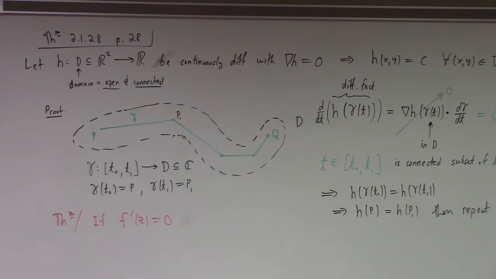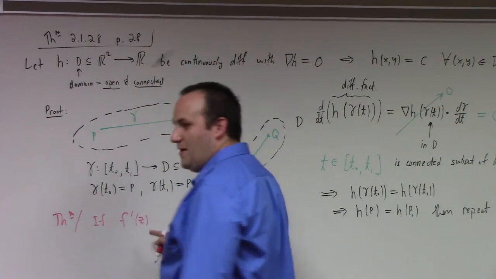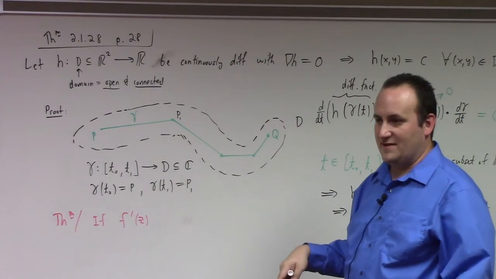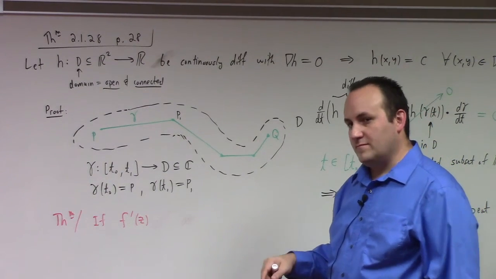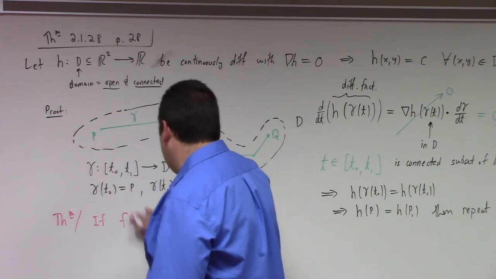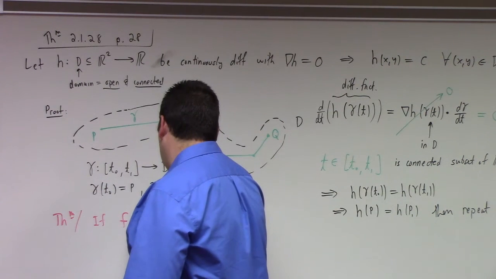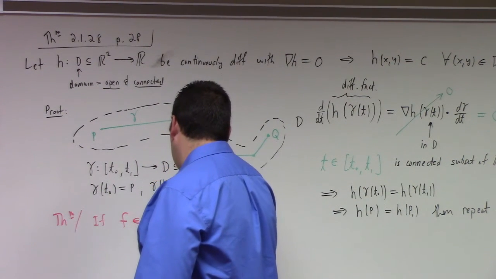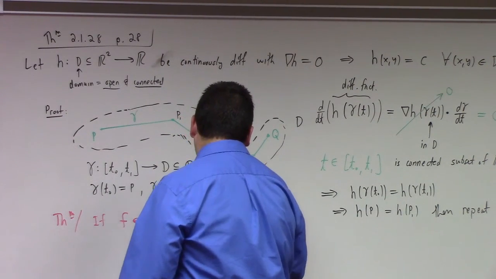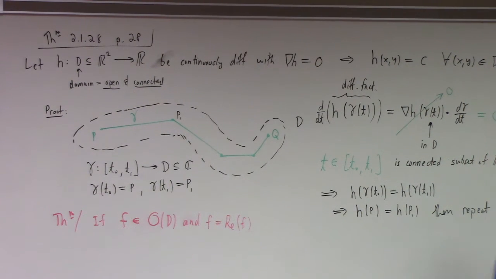Here's an example. If f prime of z is equal to 0, essentially by two applications of this theorem, you get that f of z is constant. But it's more interesting than that. If f is an element of the holomorphic functions on a domain D, and if f is equal to the real part of f, in other words, this is a snazzy way of saying that f is real, then f is constant.